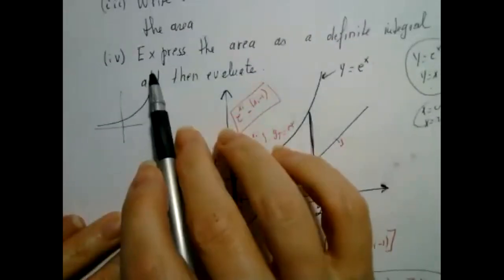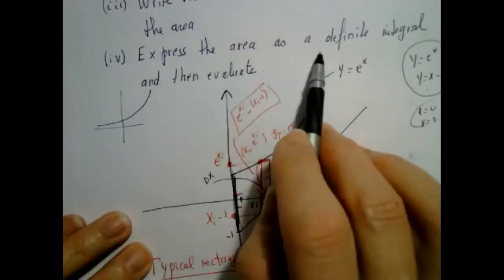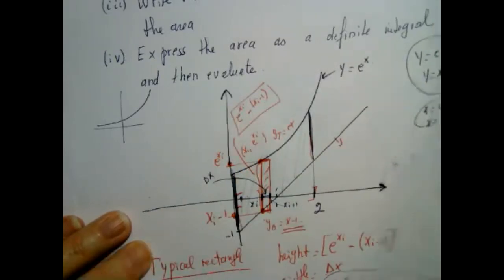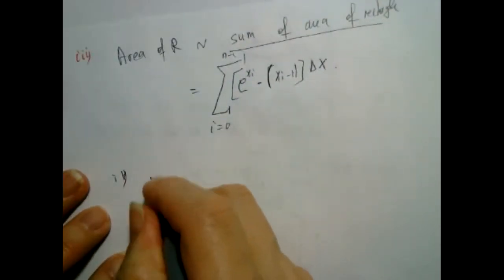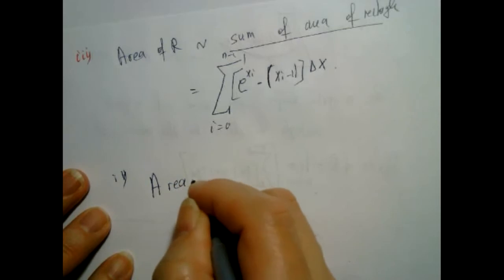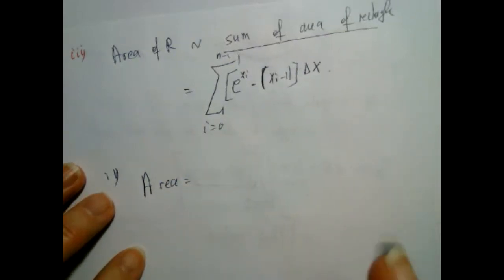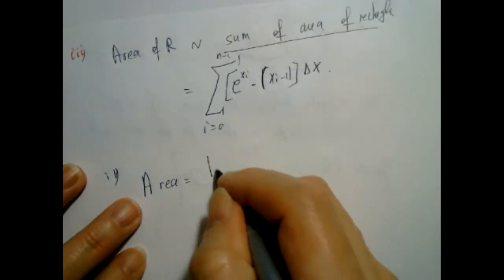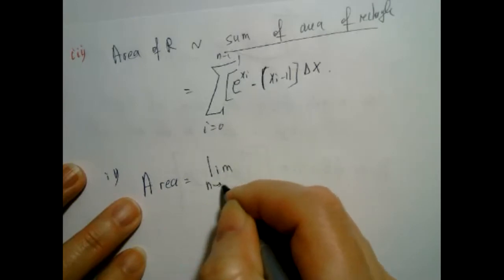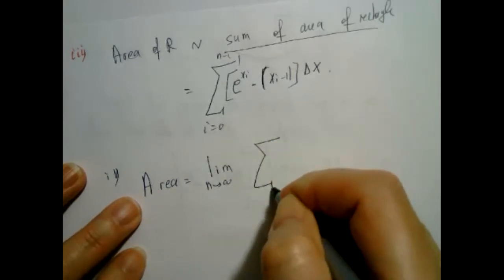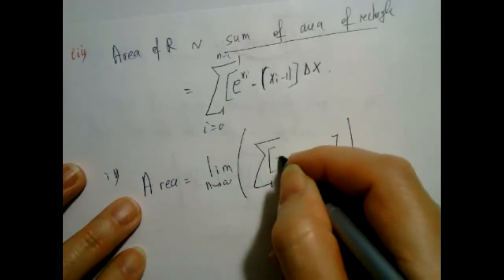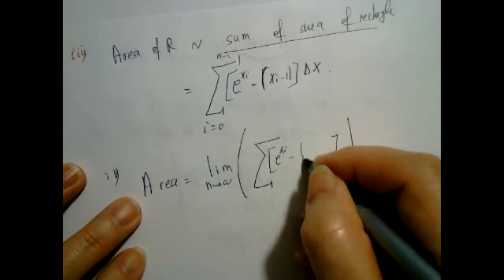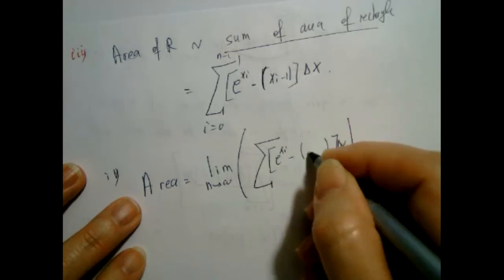Finally, express the area as a definite integral and then evaluate. So finally, we're gonna finish the problem. What's the total area? I know it's tedious, but it's good training for you. The area is actually what happened to those sums when we take a lot of subdivisions. That's really the picture in my mind. Minus this delta x.